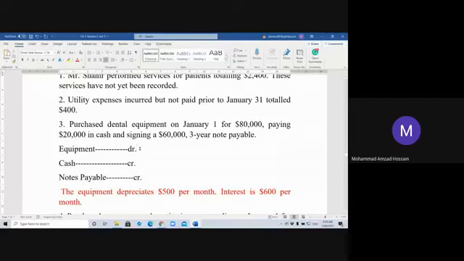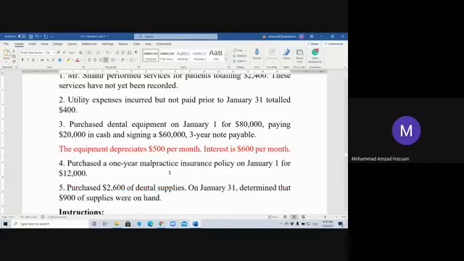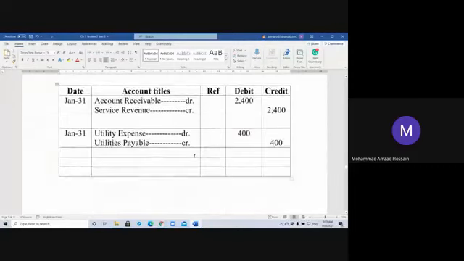So it will not be included because it has already been included by the accountants. So it will not be included in the adjusting entry. Adjusting entry will include only accrued and deferrals. But 2 items are there for which we have to make the adjusting entry. The equipment depreciates $500 per month. So I have to give adjusting for this.